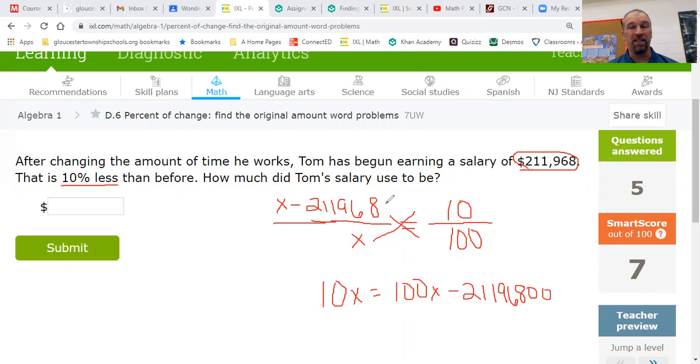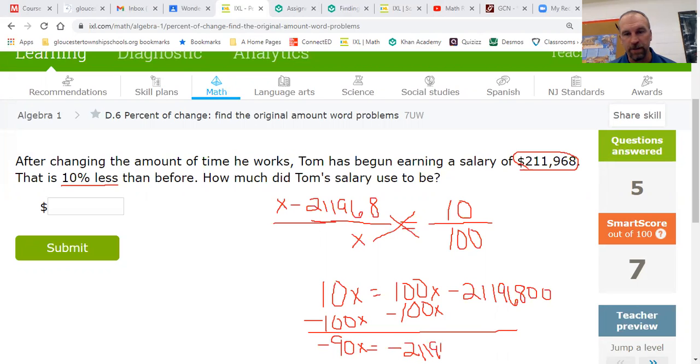Big numbers. And now I need to solve for x. I have x's on both sides of the equation. So even though it kind of breaks my rule of subtracting or getting rid of the smaller amount, I'm going to subtract 100x because the left side only had the x. It didn't have a constant. So I don't want to move everything to the right. So this is going to say negative 90x is equal to negative 211,968,00. And I'm out of space here to write it, but you're going to divide both sides by negative 90.